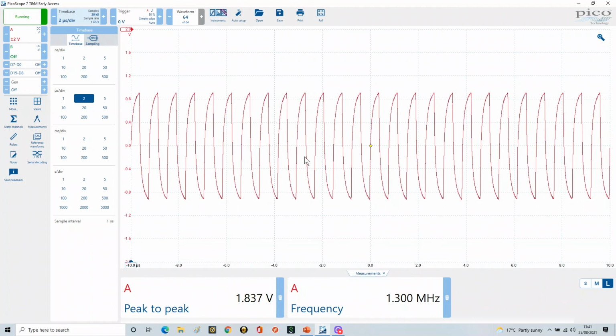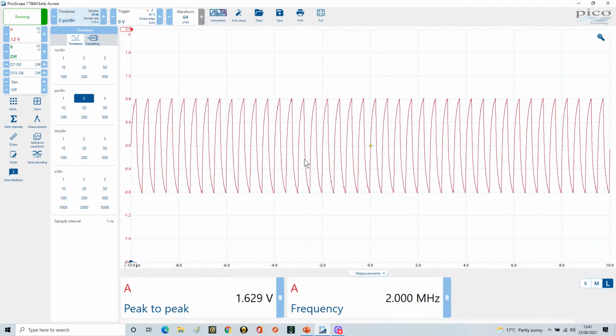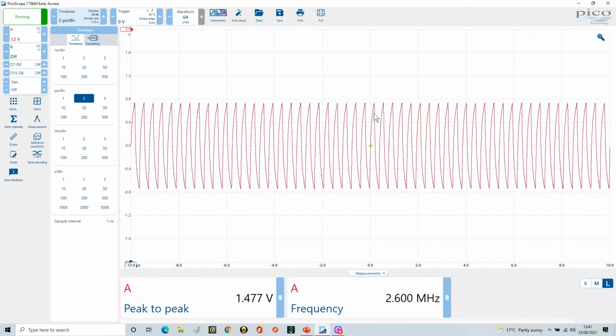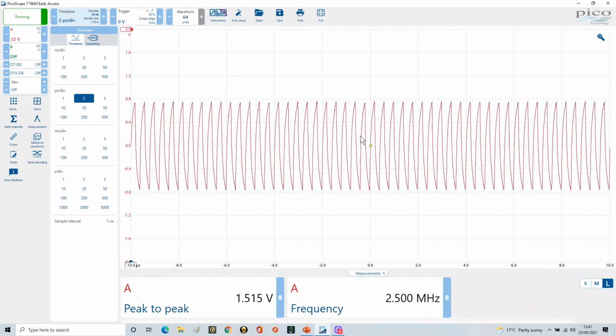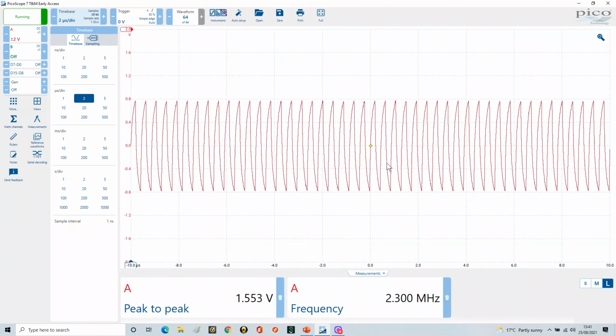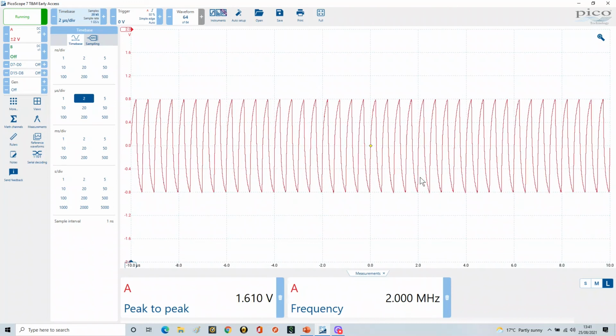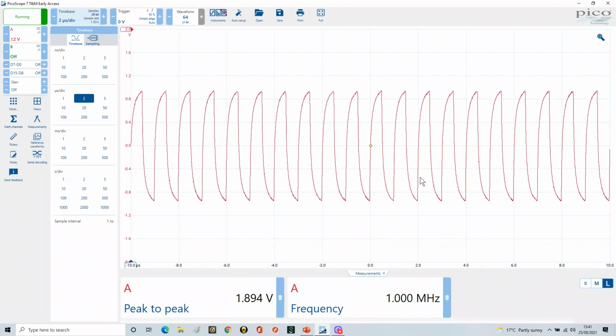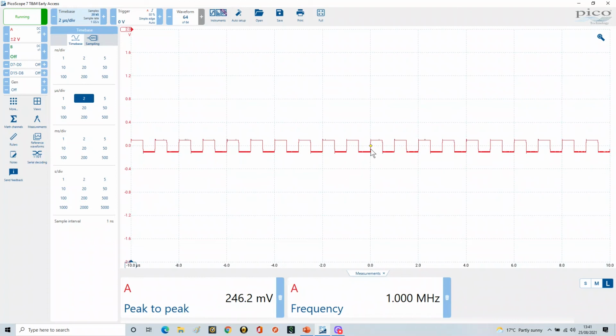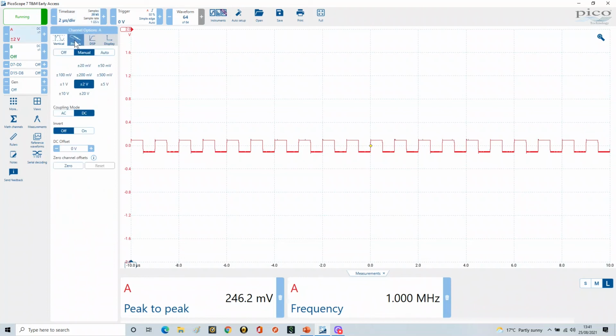If I keep on raising the frequency, we're also now attenuating, and we've lost our square wave. This has become more of a sine wave because we're fundamentally bandwidth limited by the probe itself. So I'm going to change this back to a times 10. I'm going to leave it on 1 megahertz for the time being and change my scope probe to times 10.